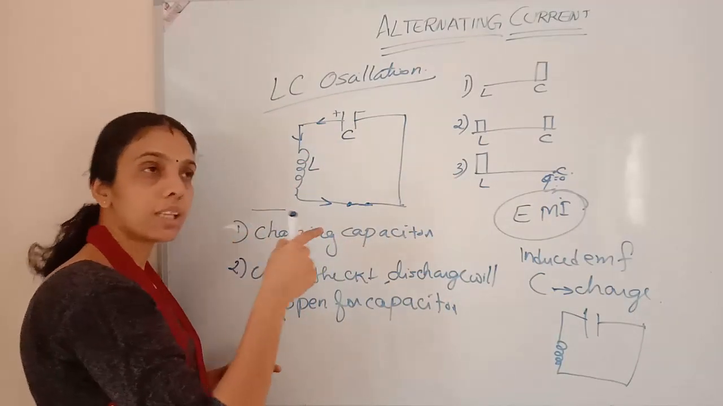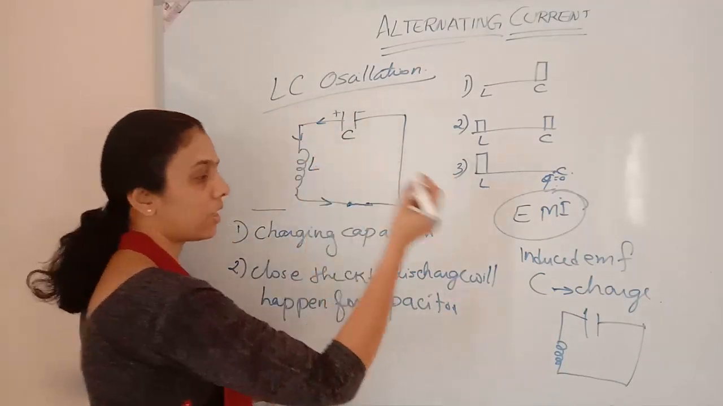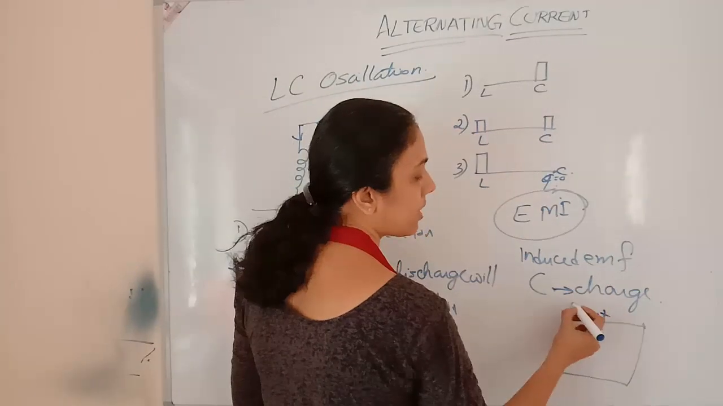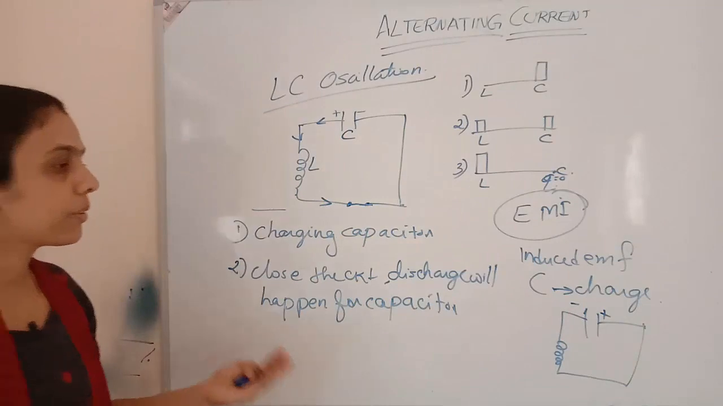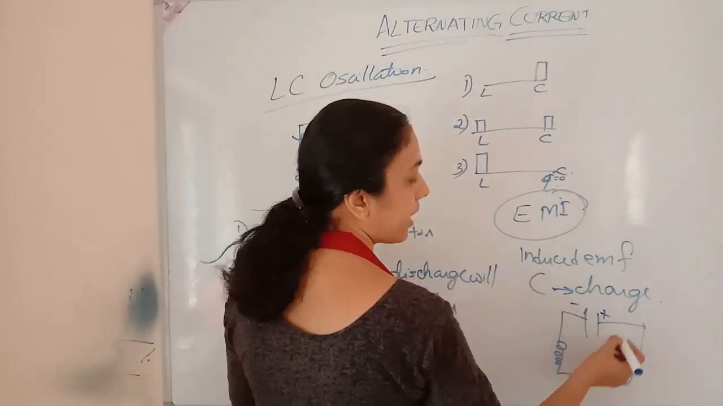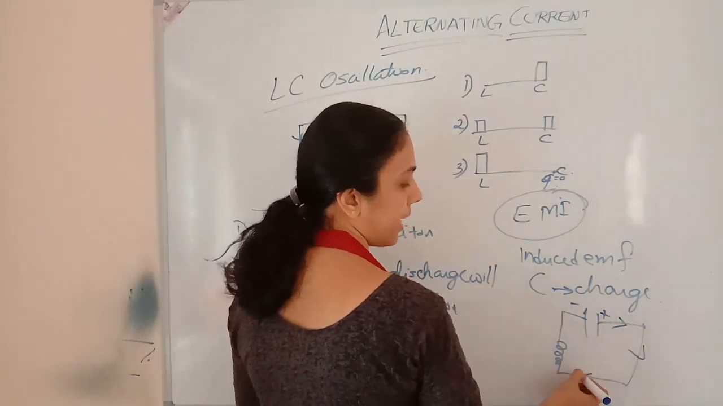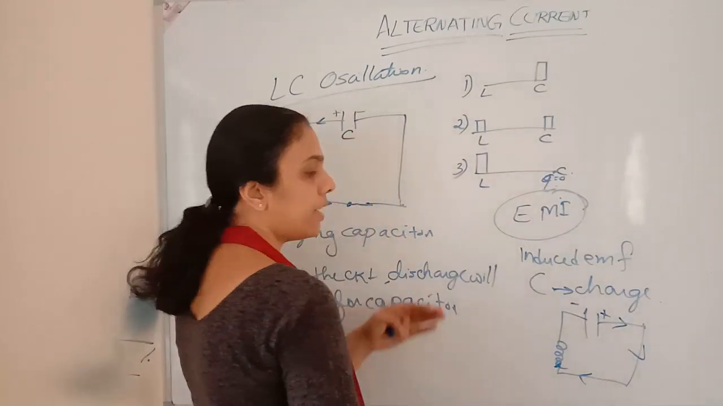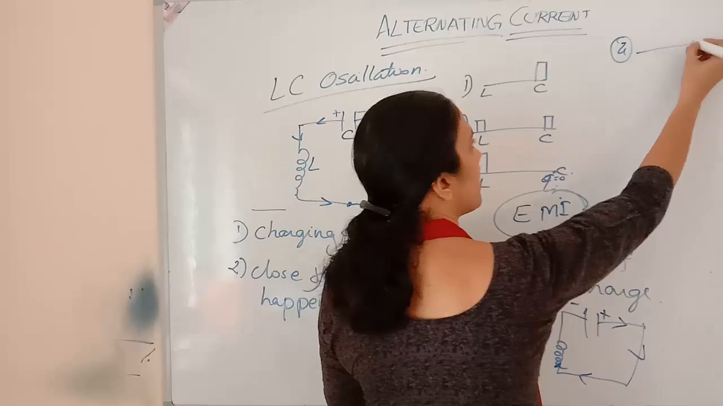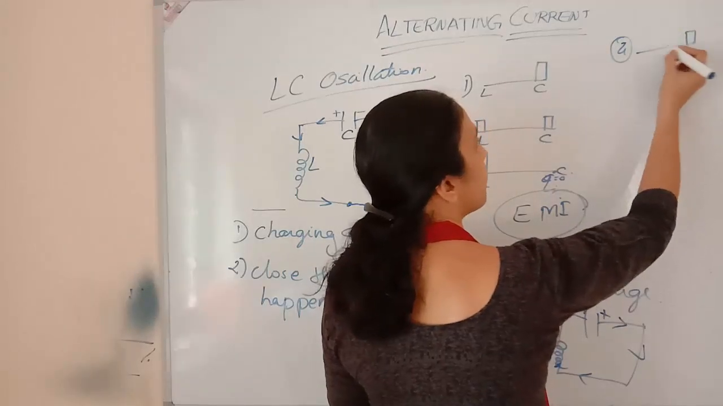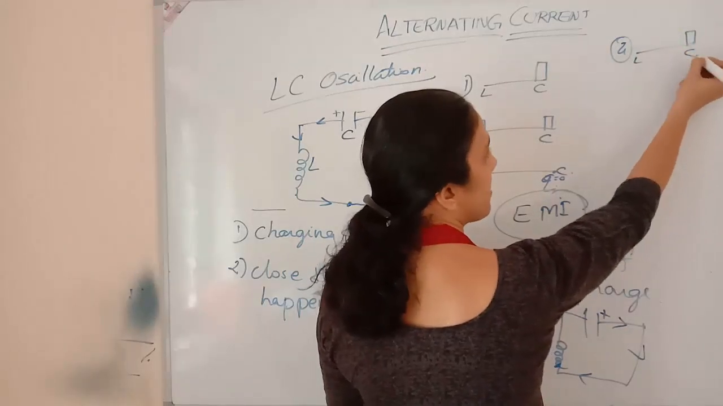Due to induced EMF, only the capacitor is getting charged, right? So here it will be positive, and here the polarity will be reversed. Then the current will be moving in the opposite direction. Now the polarity is changed. So for the fourth stage, the capacitor is again fully charged and the inductor is 0.